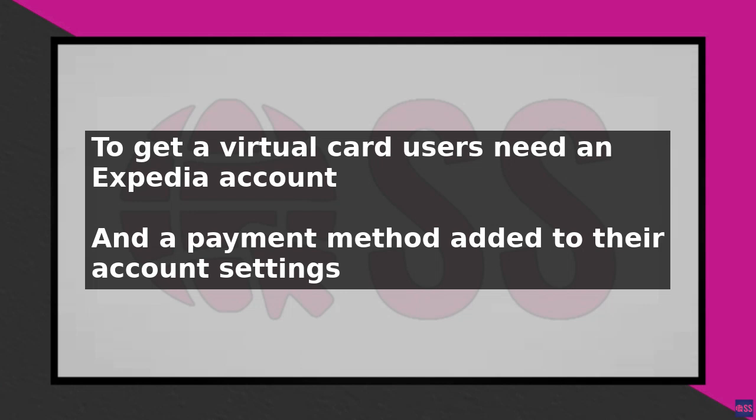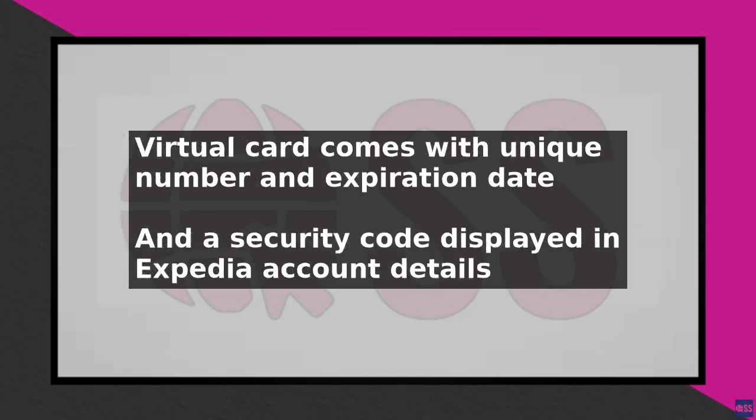How to use the Expedia Virtual Credit Card. To use the Expedia Virtual Credit Card, simply copy the card details from your Expedia account and paste them into the payment field on the website where you want to make a transaction. Make sure to use the correct expiration date and security code to complete the transaction.